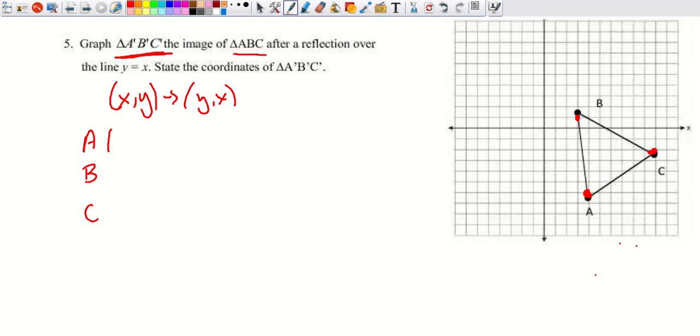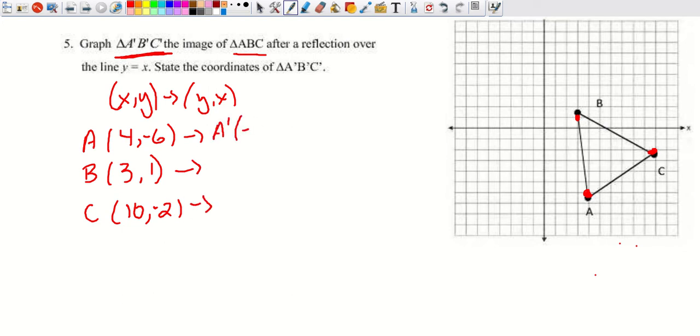So we're going to go 1, 2, 3. So B is going to be 3, 1. Okay. C is going to be 1, 2, 3, 4, 5, 6, 7, 8, 9. Looks like 10, -2. And A is going to be 1, 2, 3, 4. 1, 2, 3, 4, 5, 6, so 4, negative 6. And so now I know that with my points, I just have to switch them. So A prime is negative 6, 4. B prime becomes the point 1, 3, and C prime becomes the point negative 2, 10.